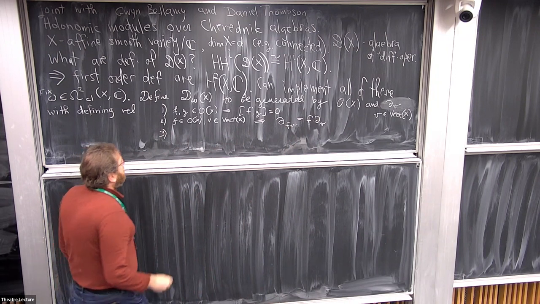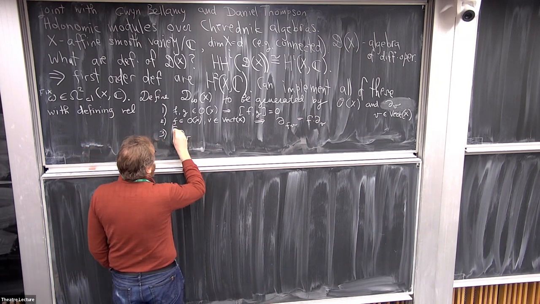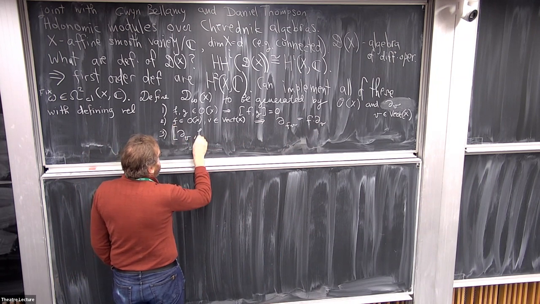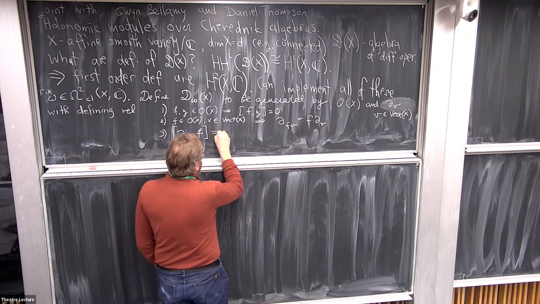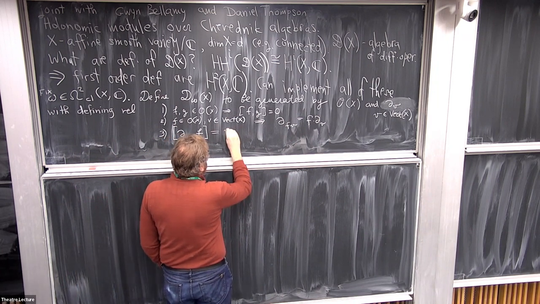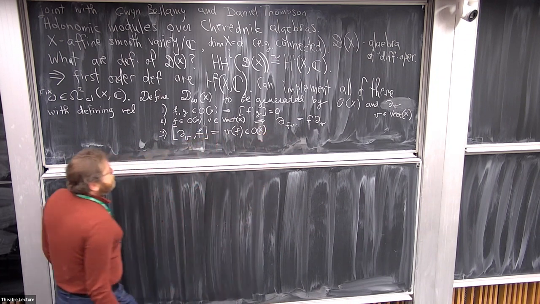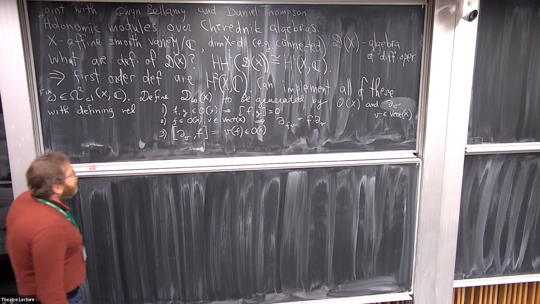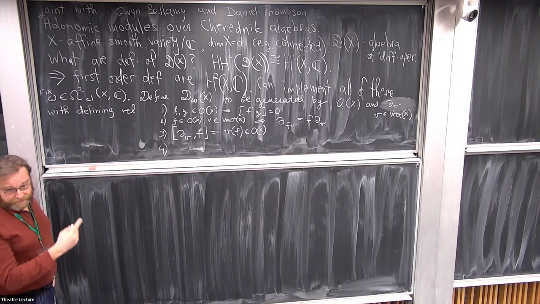Then if you commute d_v with f, under the same assumption, this is just going to be v of f in OX, the derivative of f along v. And finally, these axioms do not use omega. The only axiom that uses omega is the last one.